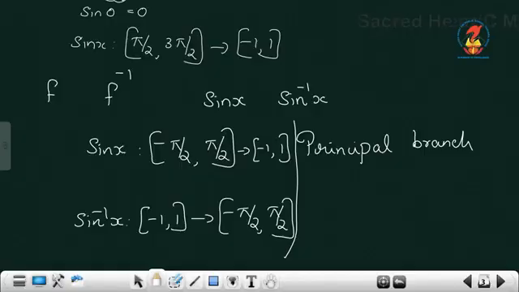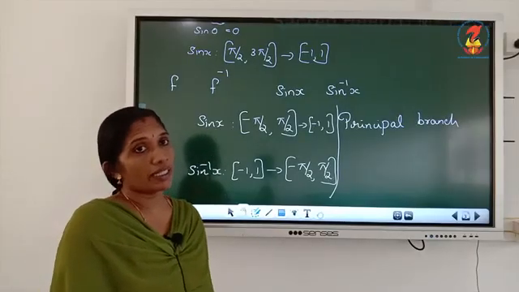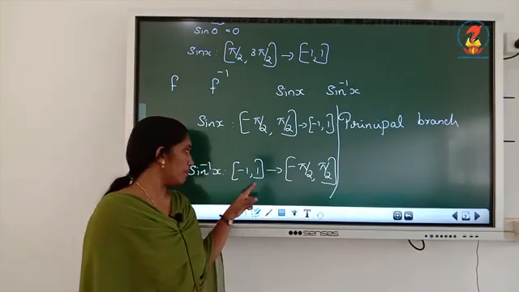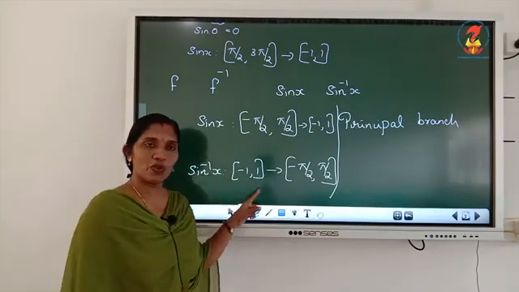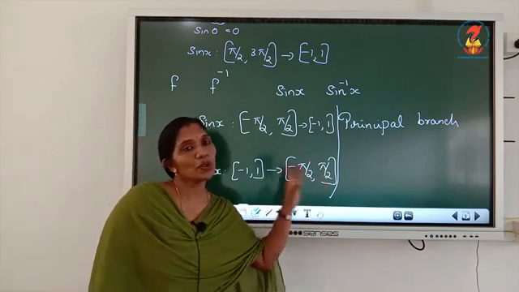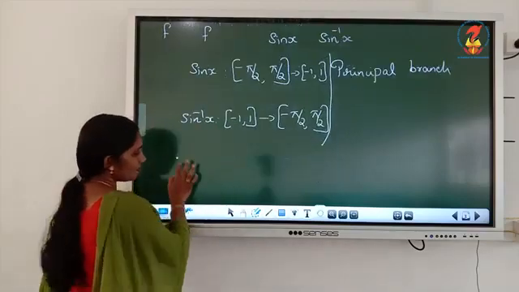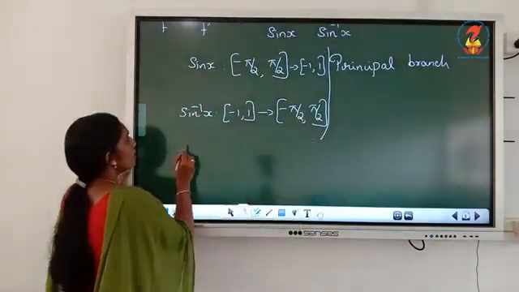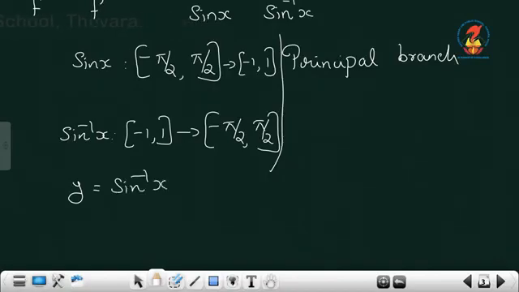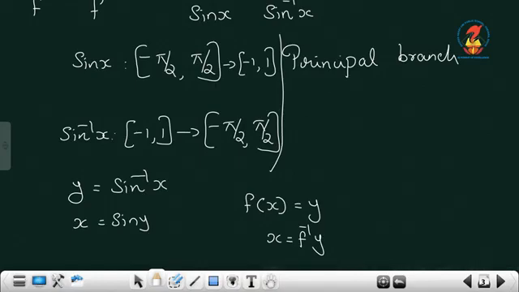So this you have to learn, sine inverse x. What is the domain of sine inverse x? Domain of sine inverse x is minus 1 to 1 and range is minus pi by 2 to pi by 2. Now, if y equal to sine inverse x, then x is equal to sine y. Last year we studied the notation: if f of x is equal to y, then x is equal to f inverse y. So if y equal to sine inverse x, apply sine on both sides. So we get x is equal to sine y.